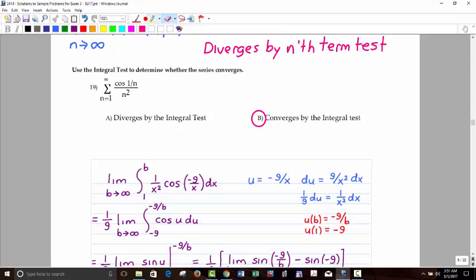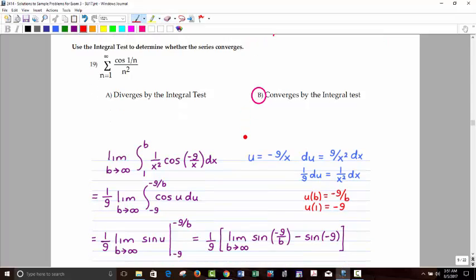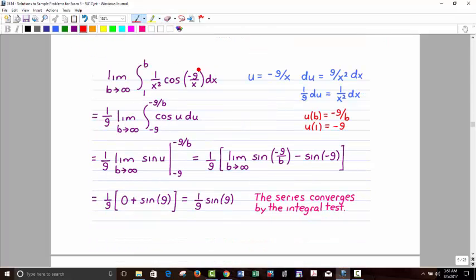So it works out. Let's come down here and take a look at this. I did a U sub of what's in here, and that's going to take care of this outside part of my du. We're just off by a 9, so I have to make it 1/9 du. And the limit as b goes to infinity. I changed my limits of integration here. So u of b would be negative 9 over b, it's negative 9 over x. U of 1 will be negative 9.